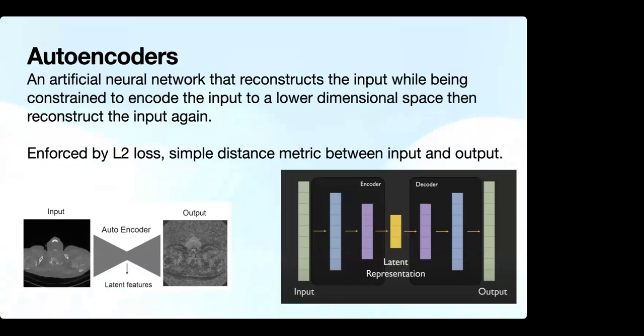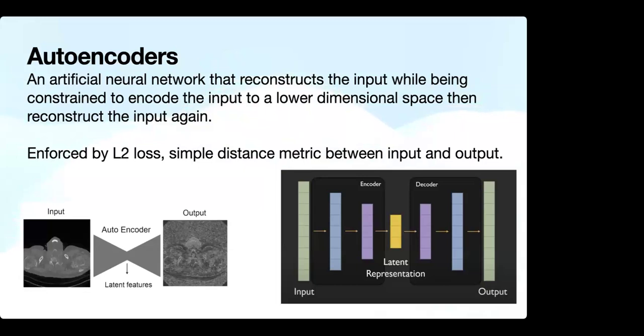So I'm getting into some of the background of the paper. I think the most heavily used concept throughout this work is the autoencoder, which is an artificial neural network that reconstructs the input data while being constrained to encode it to a lower dimensional space. This space is sometimes called a latent representation. Essentially, it maps a high dimensional input to a lower dimensional input space.